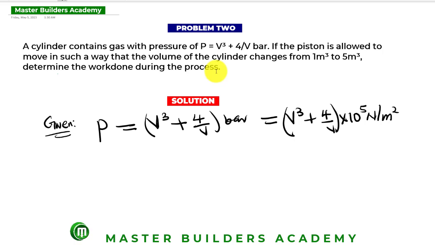Then as we read further, we're given two volumes. So we have the initial volume given as 1 meter cube, and the final volume is given as 5 meter cube.